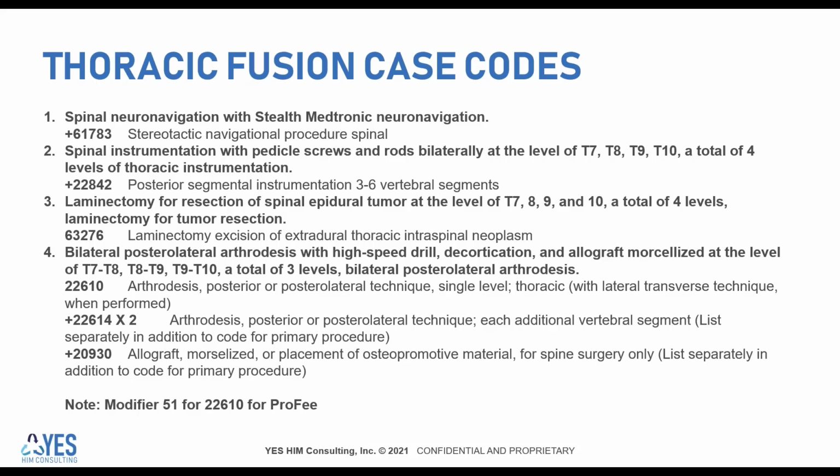So if you put into your TruCode arthrodesis, posterolateral, thoracic, you will get the code 22610, and that will include a single level. So we are going to need an additional 2 add-on codes for that section. And in that section, the add-on code for each additional vertebral segment is 22614, and you would want to code that 2 times. So I have my 3 levels covered there. And lastly, you can code your allograft, your 20930.